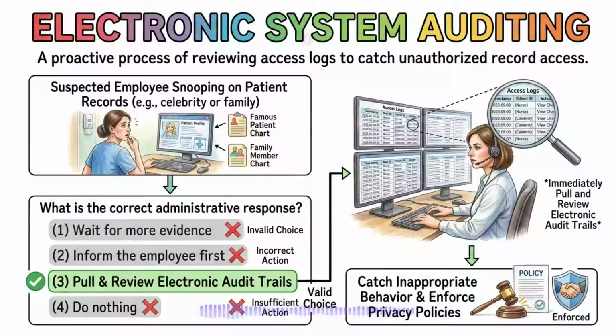Effective program management requires active auditing and monitoring of your electronic systems. Auditing is a proactive process where the privacy or security officer reviews system access logs to see exactly who is looking at patient records. The goal is to catch inappropriate behavior, such as a nurse looking at the medical chart of a high-profile celebrity or a family member, when they have no treatment relationship with them. Exam scenarios will often describe a situation where employee snooping is suspected, and the correct administrative response is to immediately pull and review the electronic audit trails.